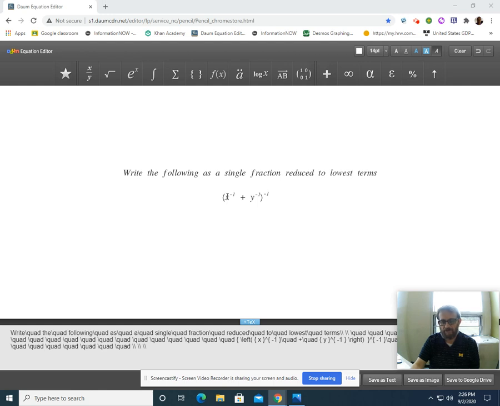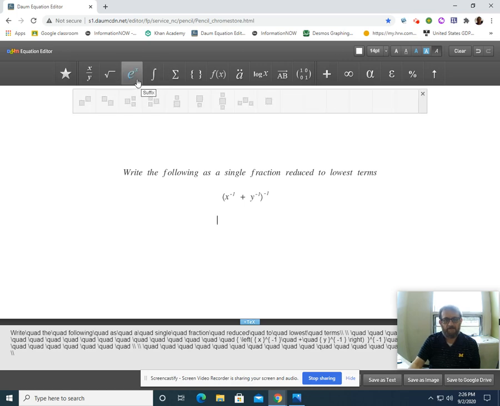So the very first thing is, what does x to the negative first power mean? A negative exponent does not mean multiply by negative. It means reciprocal. So 3 to the negative second power is not negative 9. 3 to the negative second power is 1/9.